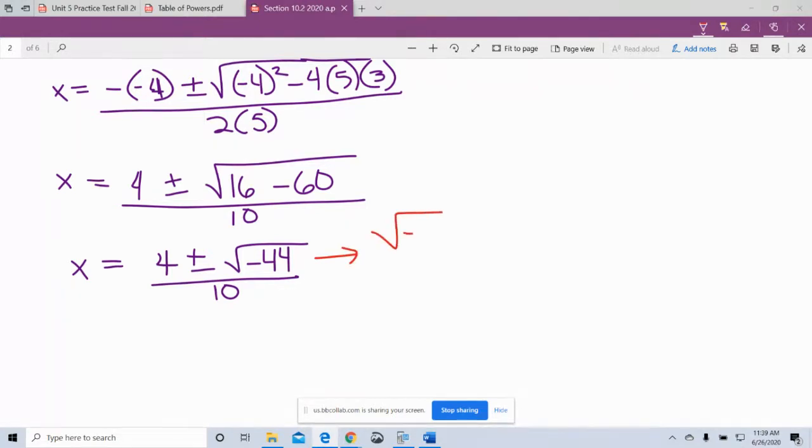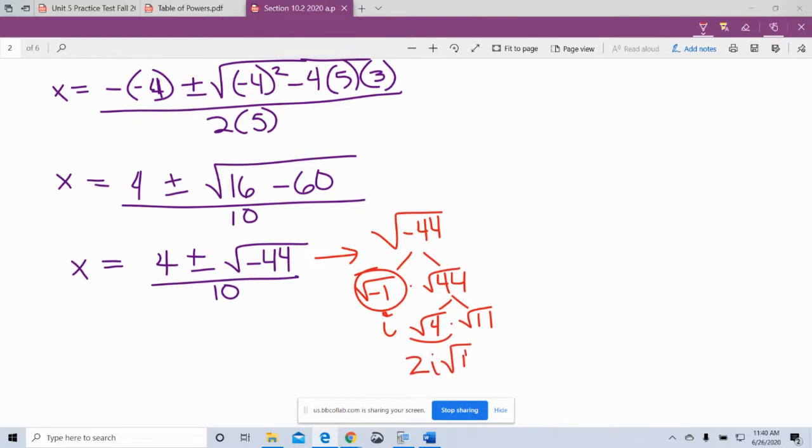So the square root of negative 44. Let me see here now. Well, first of all, I've got a square root of a negative 1 in there, so this is going to give me an i. 44 has a perfect square of 4 in it, and the other factor is 11. The square root of 4 is 2, so I have 2i times the square root of 11. That's how that simplifies.